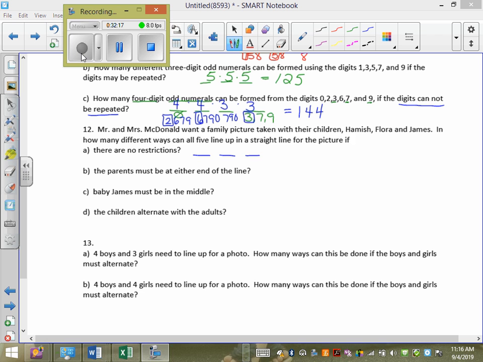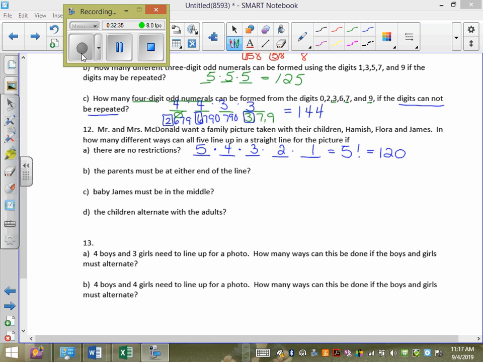So we have 1, 2, 3, 4, 5. So we'd have 5 options for this blank because there's no restrictions, right? Then we used to have to put a person there. 4, put a person there. 3, put a person there. 2, 1, which is 5 factorial, which is 120.